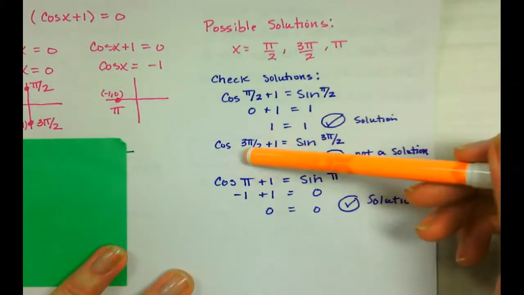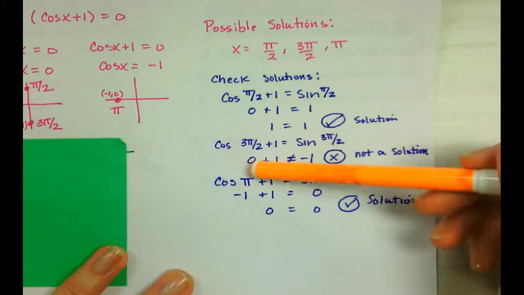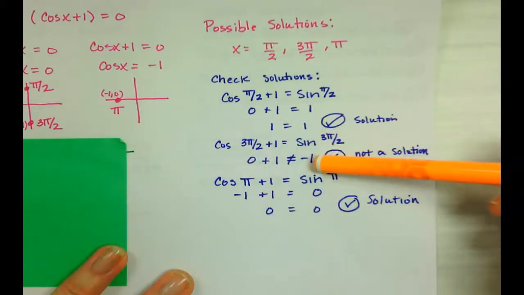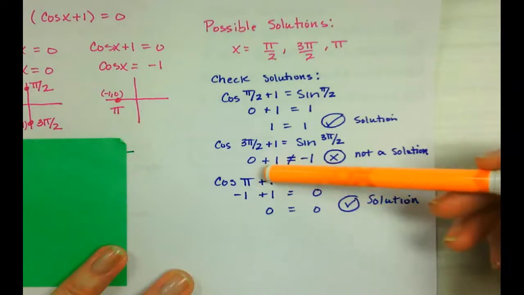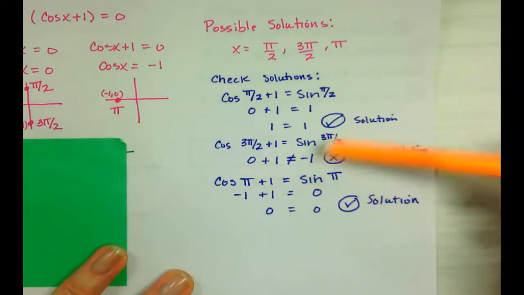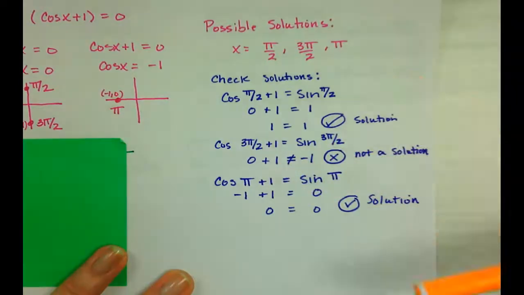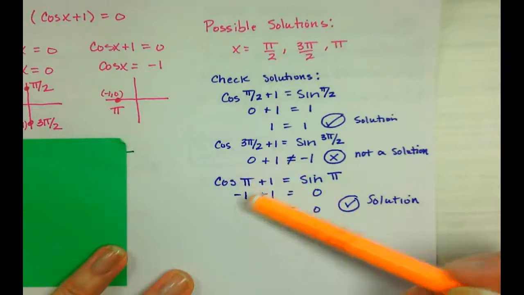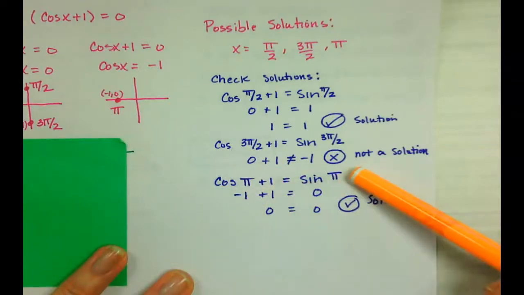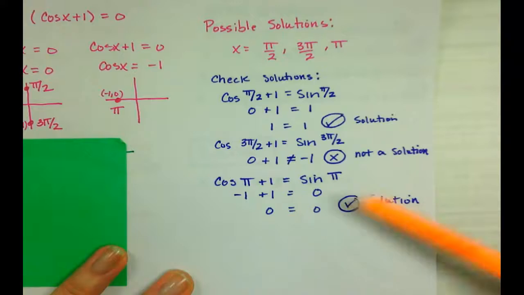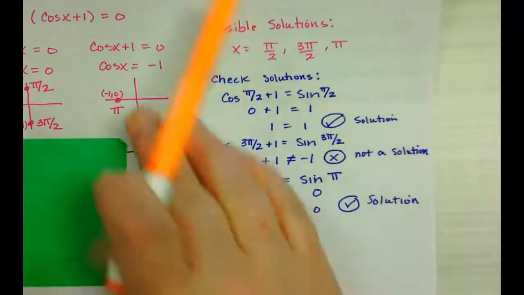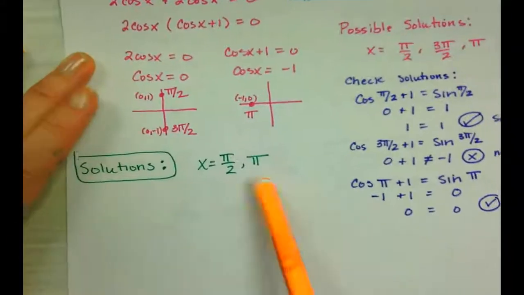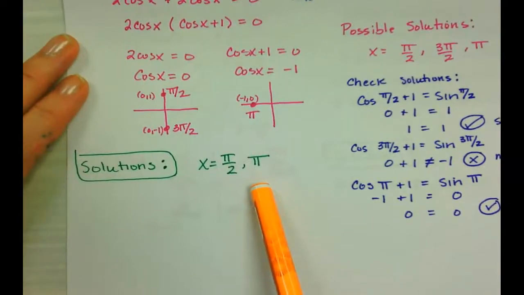And then when I do 3 pi over 2, cosine of 3 pi over 2 is 0, plus 1 is 1, sine of 3 pi over 2 is negative 1. So, problem there, right? 1 does not equal negative 1. Therefore, 3 pi over 2 cannot be a solution. And then I test pi. So cosine of pi is negative 1, plus 1 is 0, sine of pi is 0. These are equal, so I know this is a solution. So then my final answer would actually be x equals pi over 2 and pi.